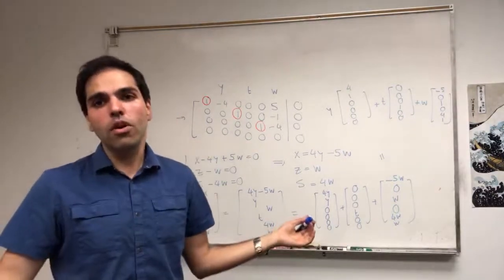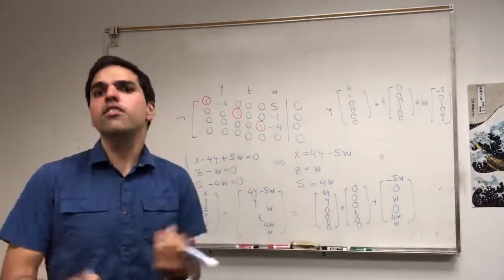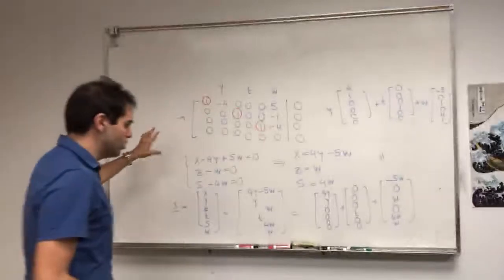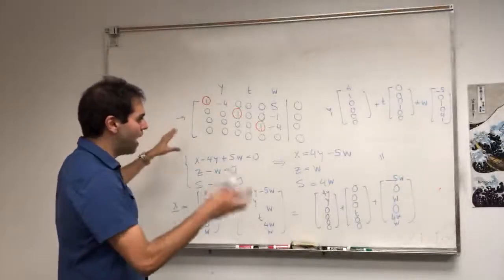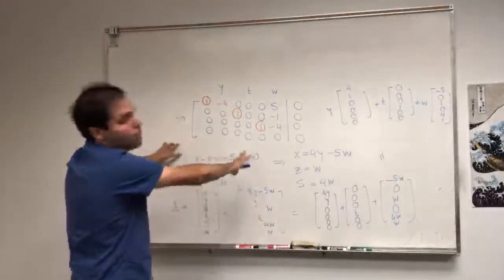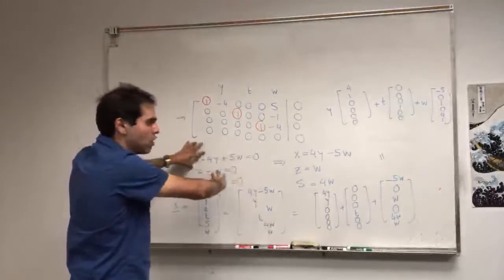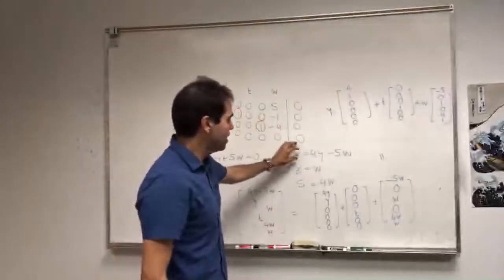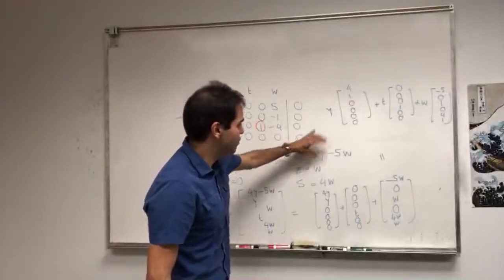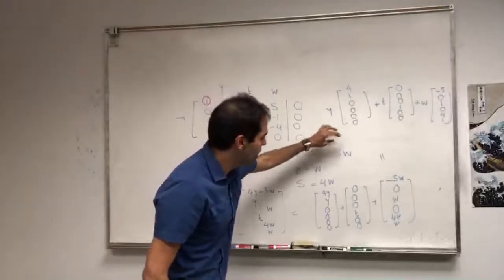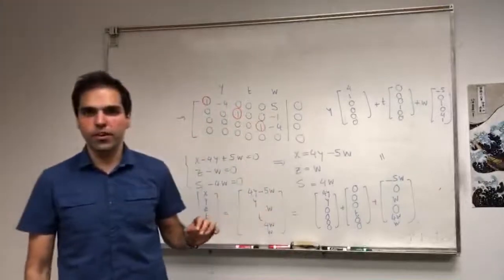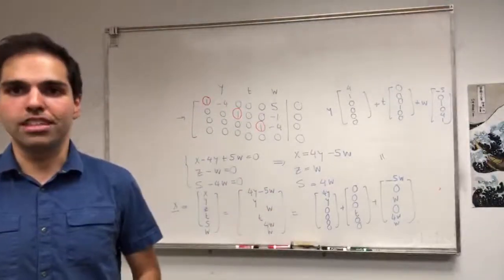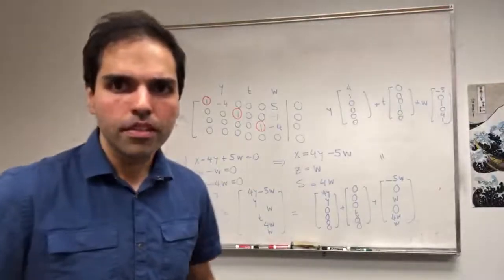Try it out with the row echelon form, and then you'll see a bunch of equations that depend on each other. If you use the reduced row echelon form, what's nice is you can really separate out the non-free variables from the free variables. Here you can directly see, for example, that x is 4 times the free variable minus 5 times the other free variable. So it's more elegant, and again, try it out and you'll see why it works.